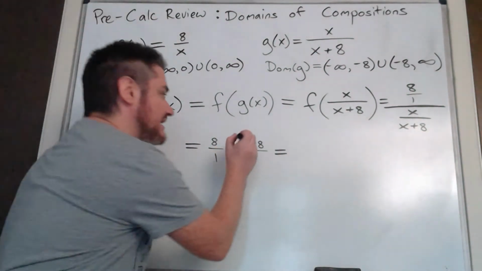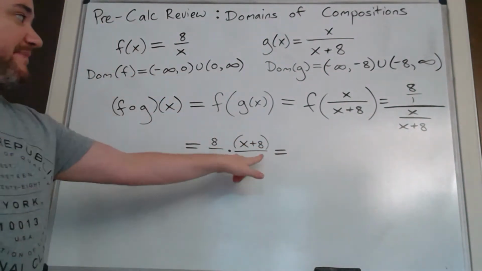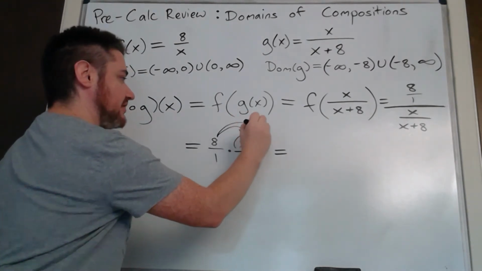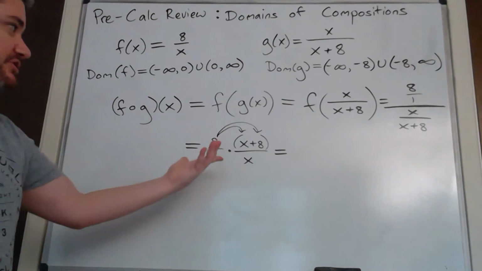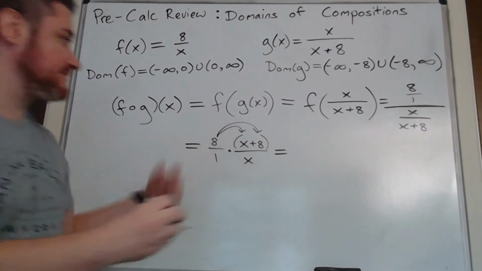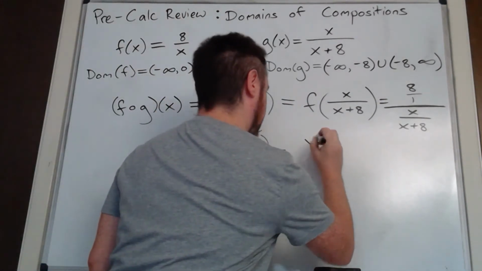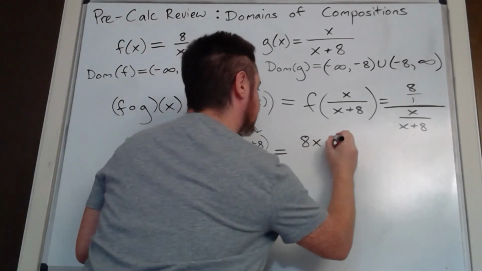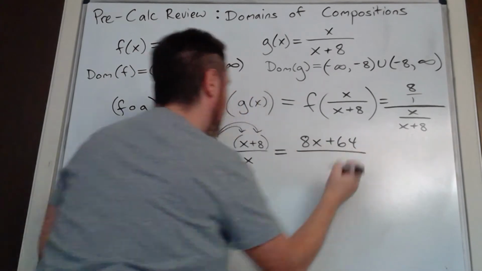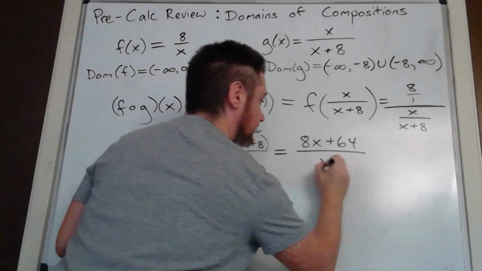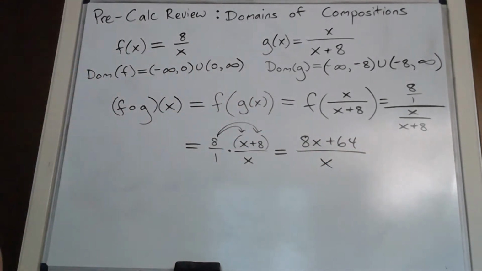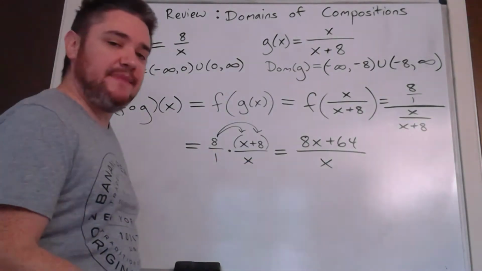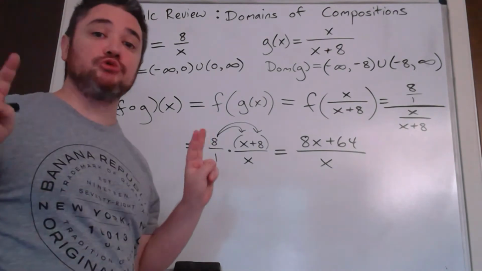Essentially, since this top has a plus sign, it might be helpful to wrap the parentheses right there. I need to distribute this 8 to both of those pieces right there, and then the bottom is just going to be 1 times x, which is just going to give me x. Okay, so I'm going to get 8x plus 64. I'm sorry, 8x plus 64 over just a single x. Alrighty. So that's my composition. That's my final answer, and in some emails, I refer to that as the final rule, right?